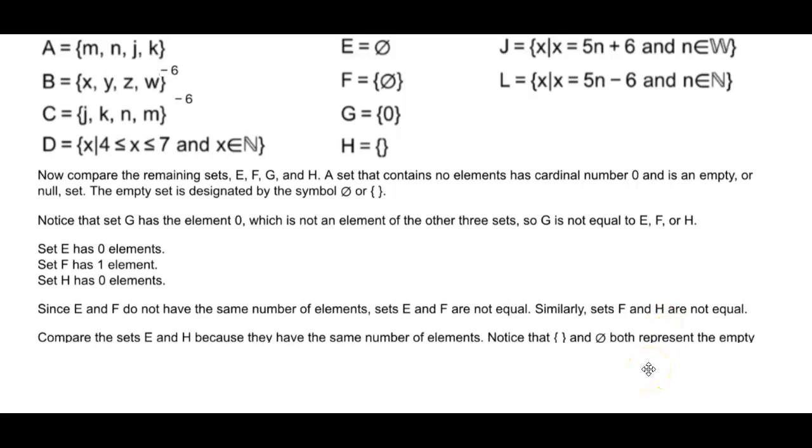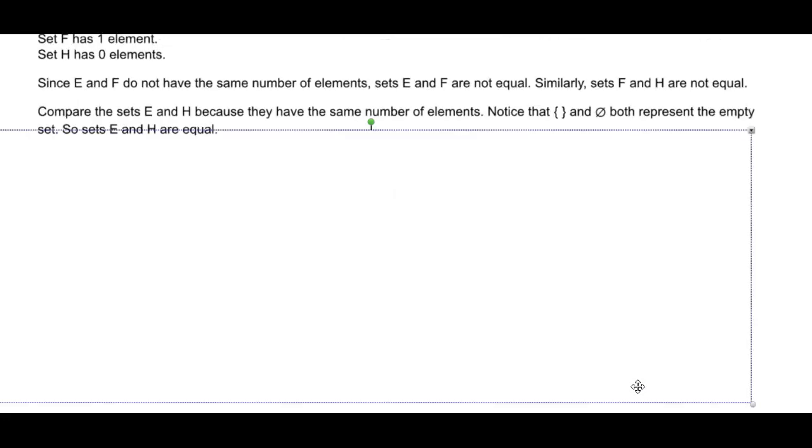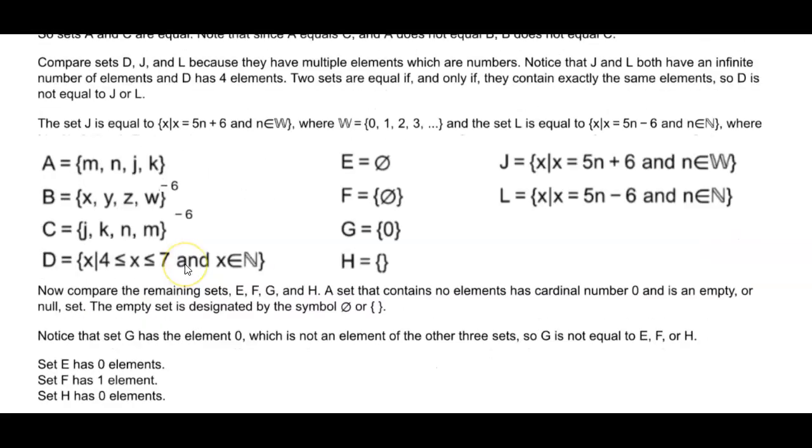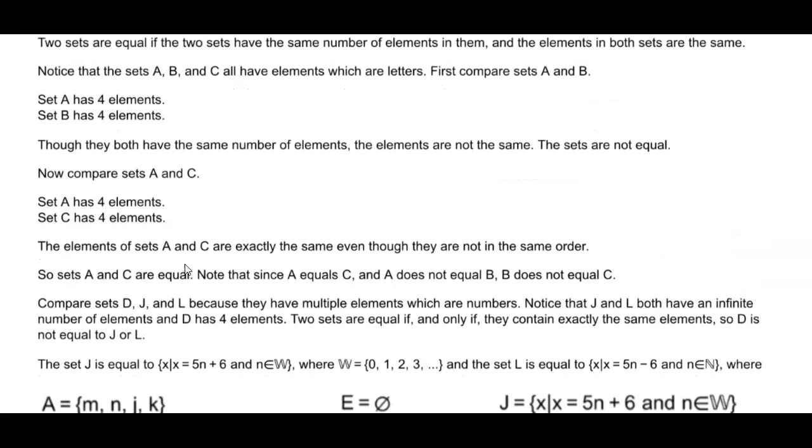Now, if we compare sets E and H, because they have the same number of elements, notice that the empty set with braces and the empty set symbol both represent the empty set. So we would say that E and H are equal, and at the very beginning we would say that A and C are equal.